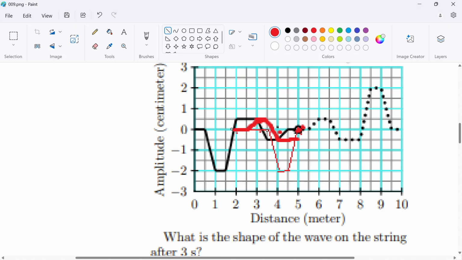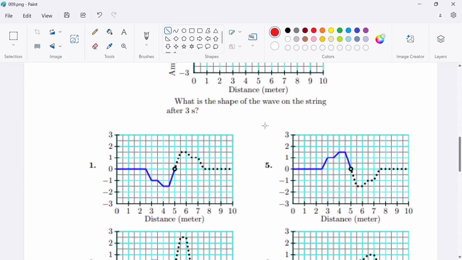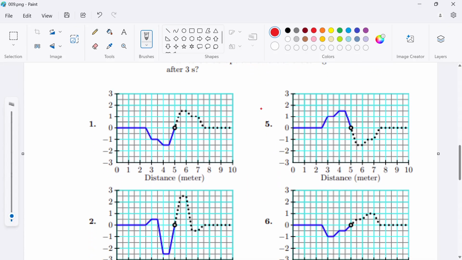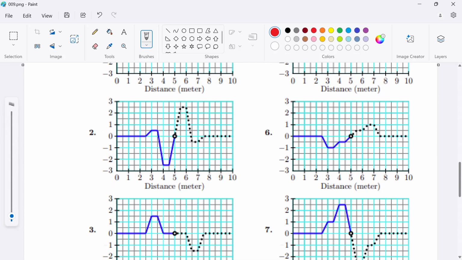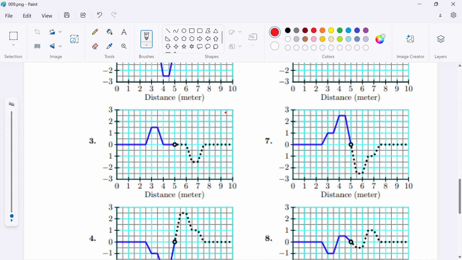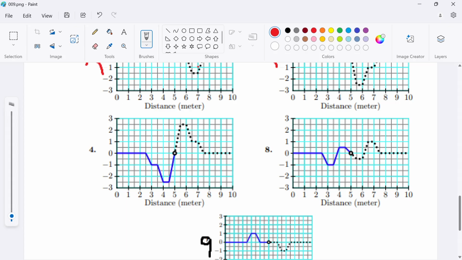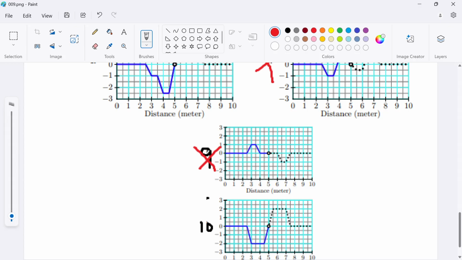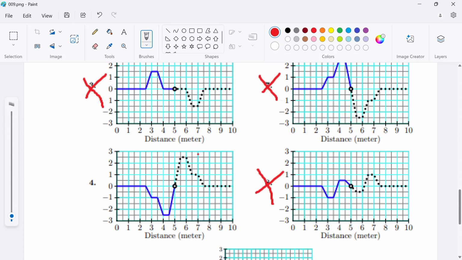So here at 4, from 4 to 4.5, it's going to be -0.5 plus -2. So from 4 to 4.5, it should be at -2.5. Well, 1 is out, not at the right place. 5 is out. 2 is good. 6 is out, it's not at -2.5 from 4 to 4.5. 7 is out. 3 is out. 4 is good. 8 is out. 9 is out, 10 is out. Don't go far down enough.